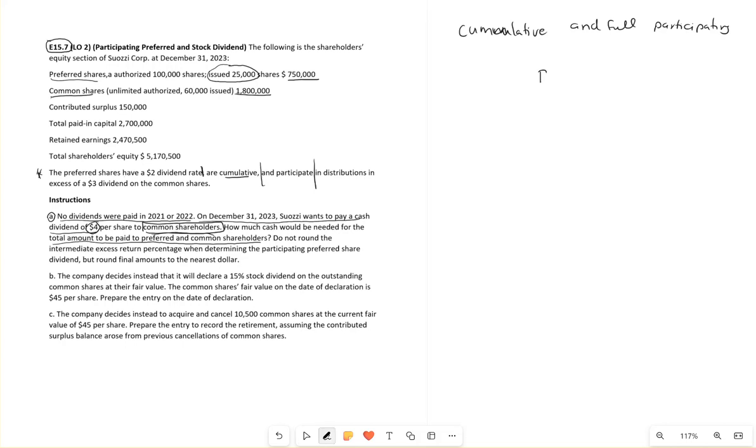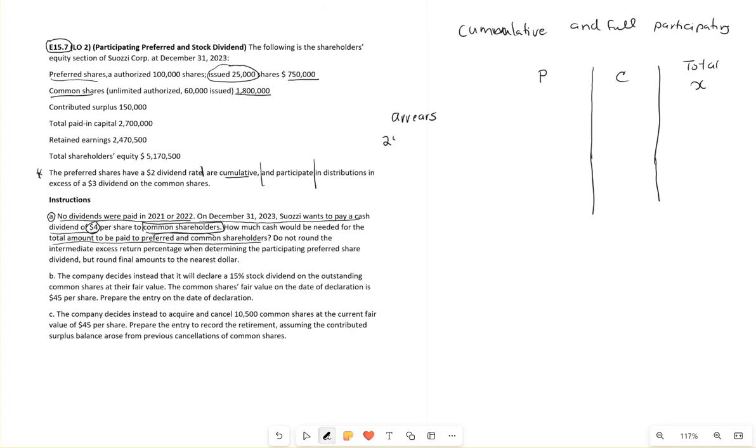So we need to know how much to give to preferred, how much to give to common, and the total amount. In this case, the total amount is missing, so we have to work backwards to get the dividends that were going to be paid to them. The first thing we need to know is what the arrears are. Arrears are only for the preferred shares.